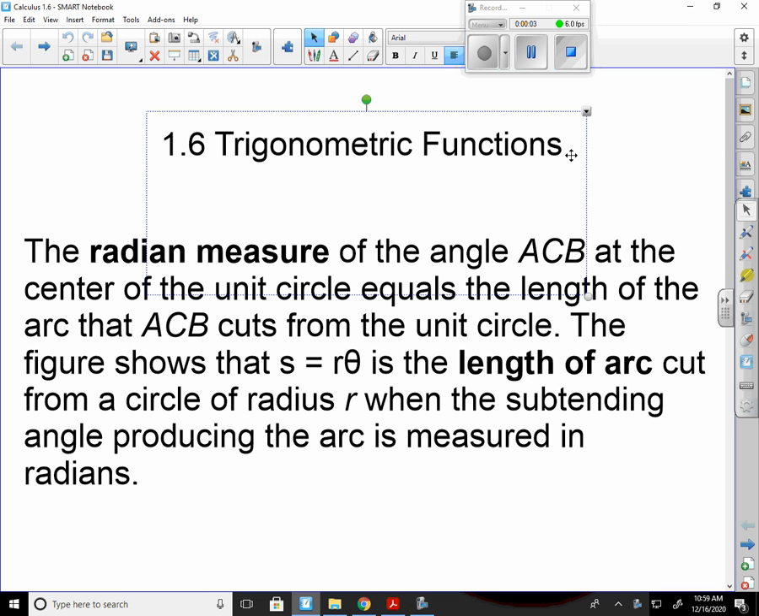All right, so as I gave some more thought to this, I decided we're just going to move on to 1.6, which is the trig functions.